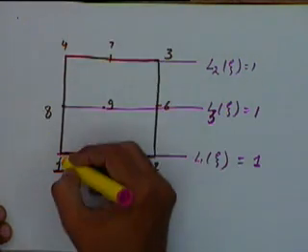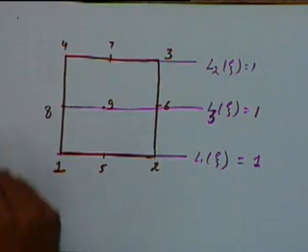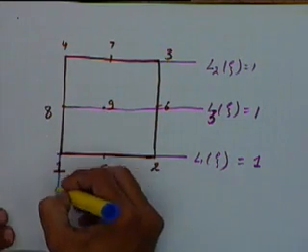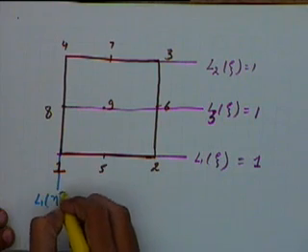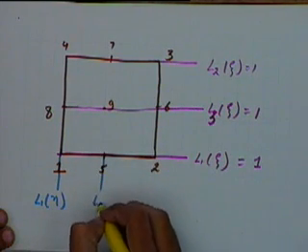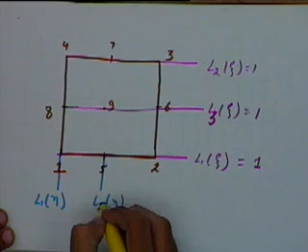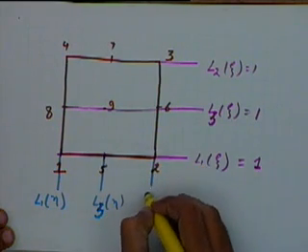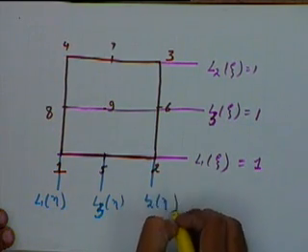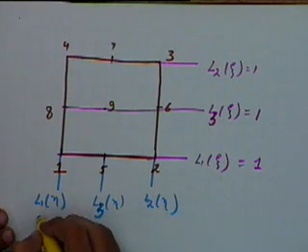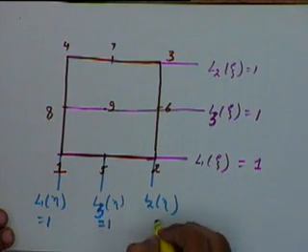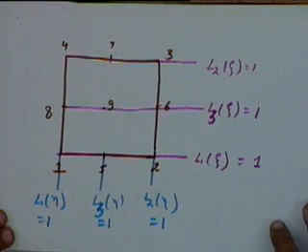Okay. Similarly, we will define, in the vertical direction, L1 of eta, L2 of eta, L3 of eta and L2 of eta. Okay, this is equal to 1 here, this is equal to 1 here and this is equal to 1 here.